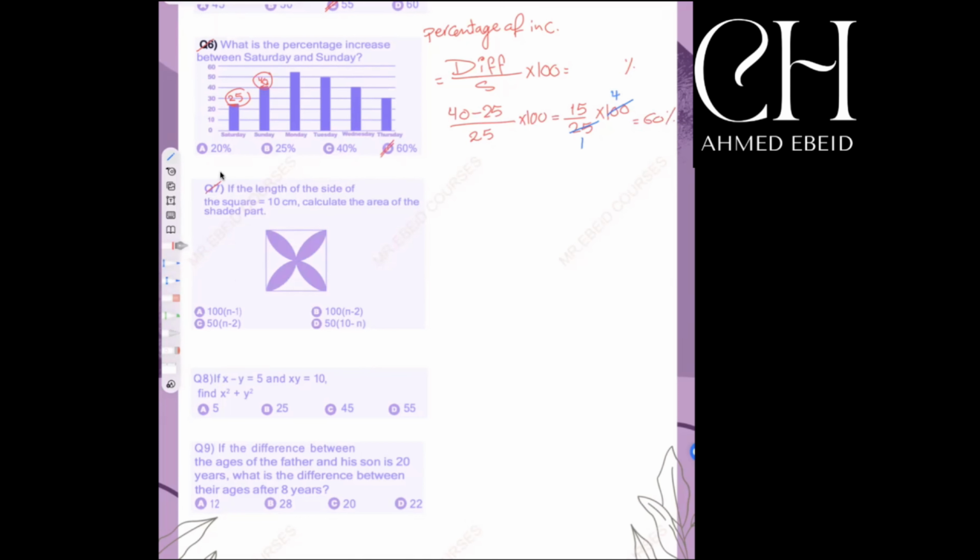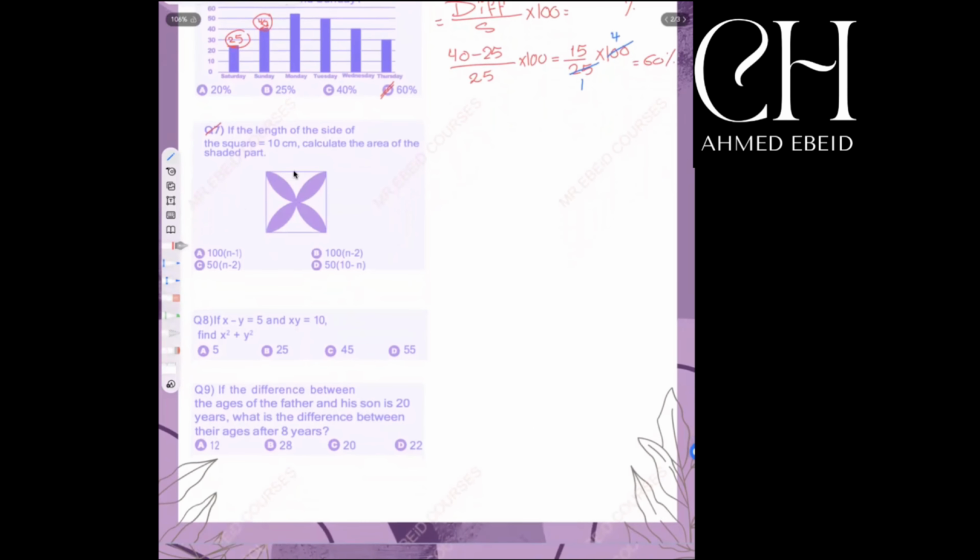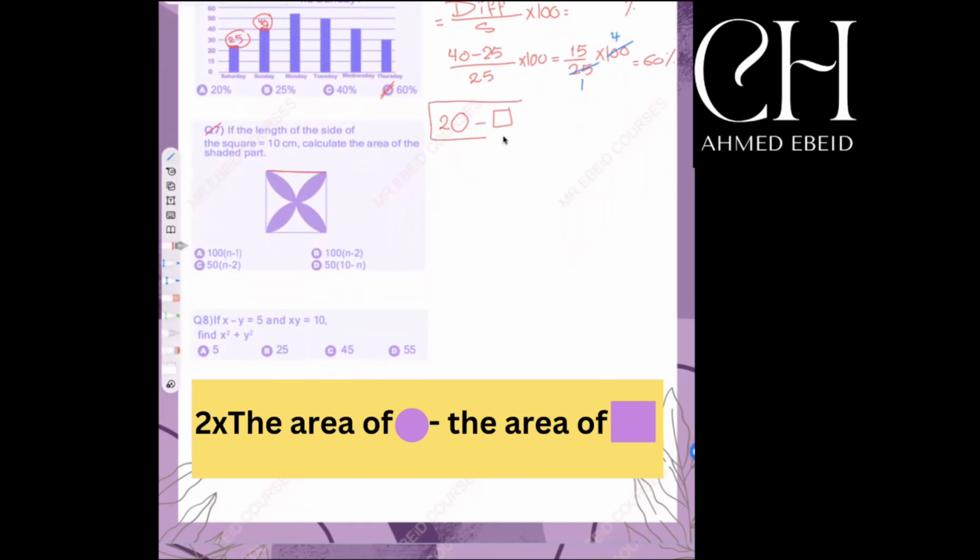Let's move to question 7. If the length of the side of the square is 10 centimeters, all of the sides are 10 centimeters. Calculate the area of the shaded part. We call this question the flower question. We have a formula for this question. You will just find double, or twice, the area of the circle minus the area of the square. That's all. Double the area of the circle minus the area of the square.